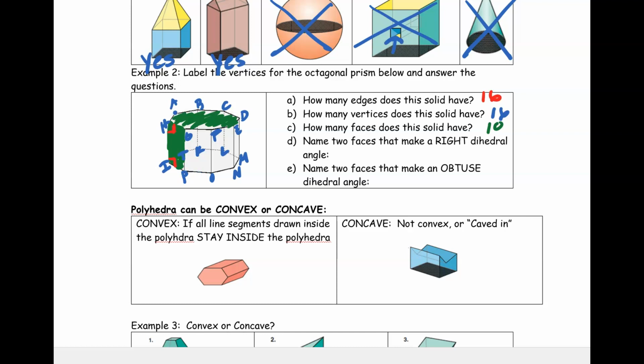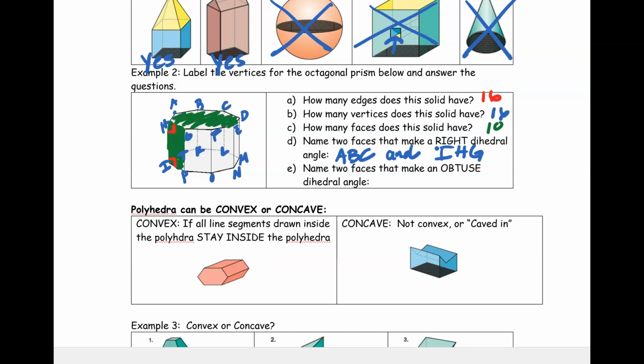So remember that when you're naming a face, it's a plane, you need at least 3 points. So I could say plane A, B, C. I could say A, B, C, D, E, F, G, H, or A, B, C, D, E. There's lots of possibilities, but it has to have at least 3. So plane A, B, C, and this side here, we have to name at least 3 of these points. So I could say I, H, G would be fine.